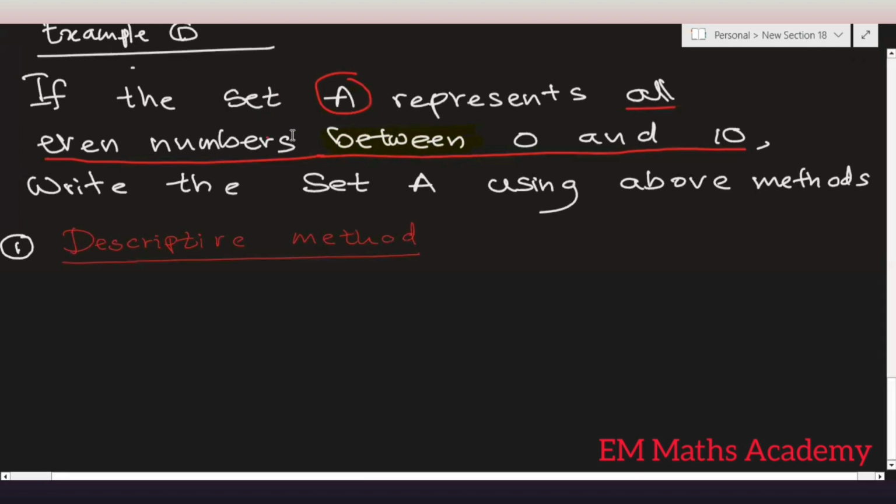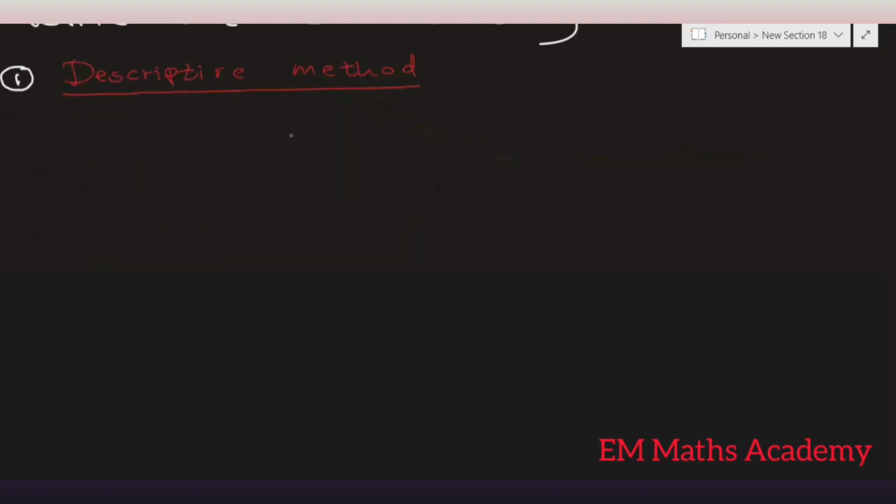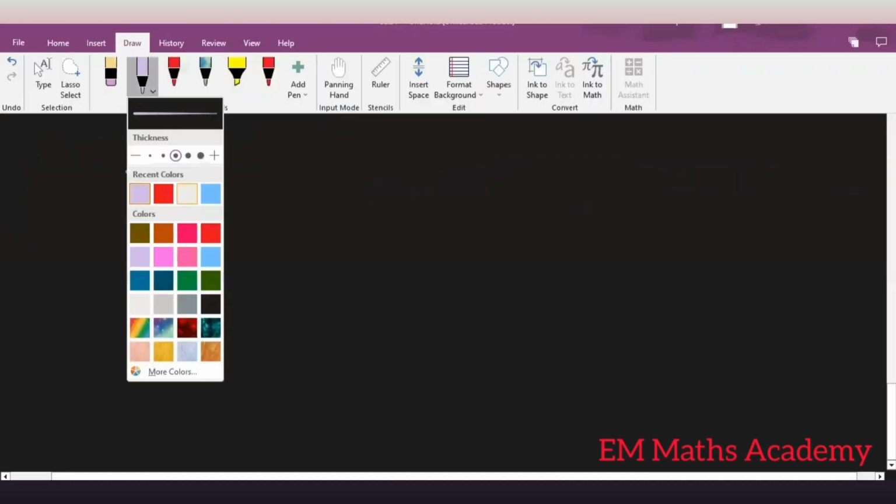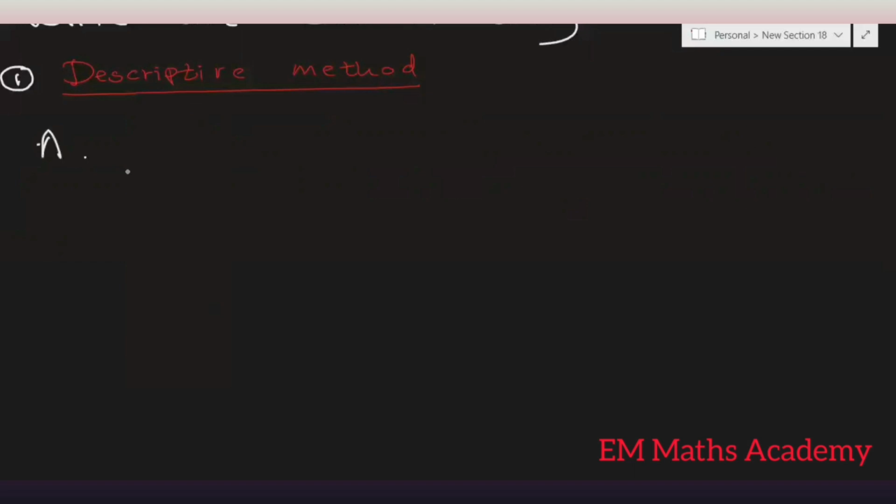Using the descriptive method. Let's see. In the descriptive method, what we do is write the common characteristic. Now set A, we use the name A, and we write the characteristic within curly brackets. Now open the curly brackets.